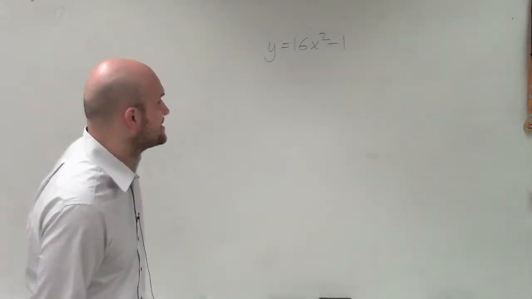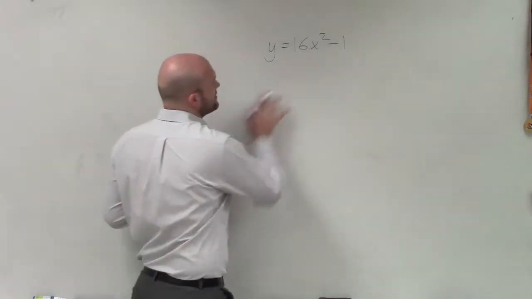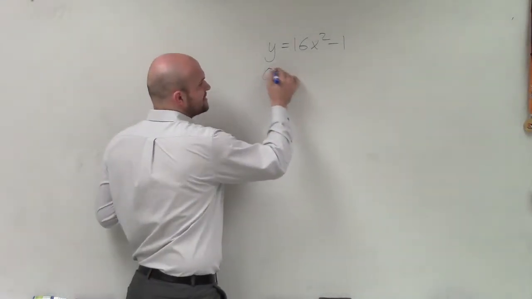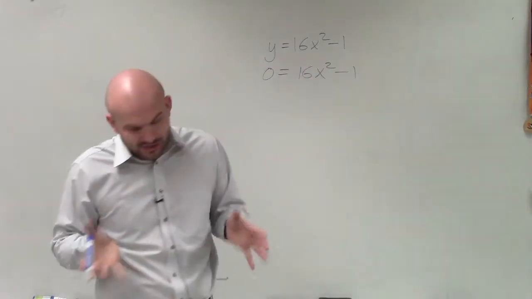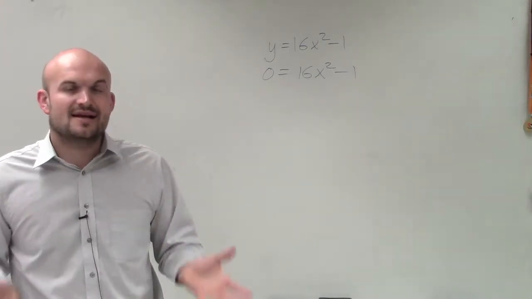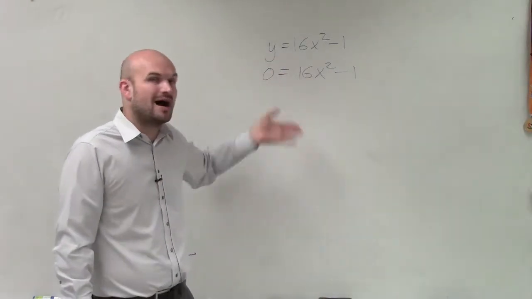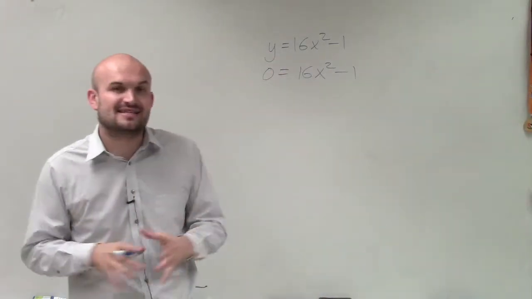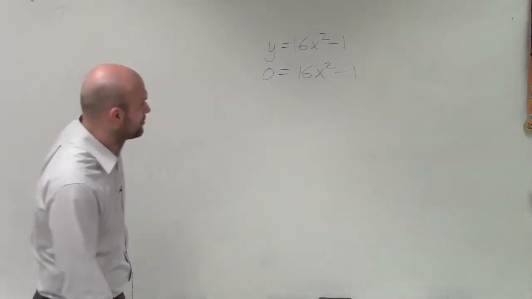So in this case, what I have is y equals 16x squared minus 1. And what I want to do in this case is solve by using the square root method. So what I'll do is set this equal to 0, because when we say solving a quadratic, a lot of times we're looking for the values of x that make the equation true when the output, or the y values, are set equal to 0. And that's going to tell us our x-intercepts, or the solutions we might be looking for in a particular problem.